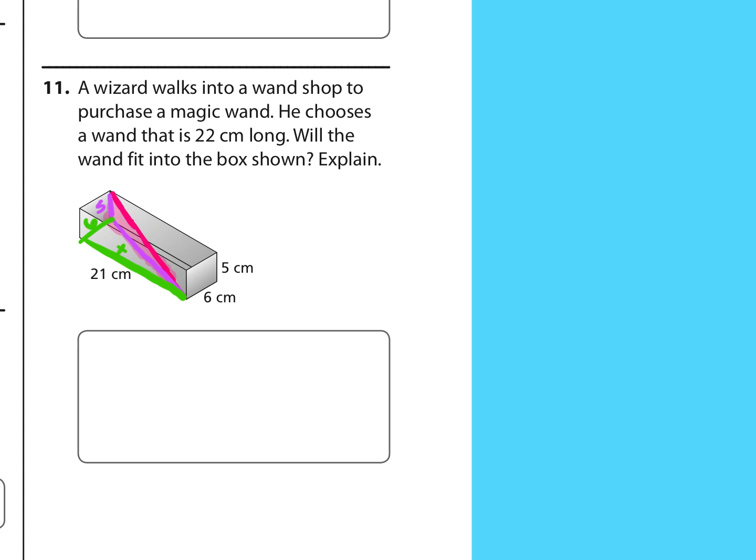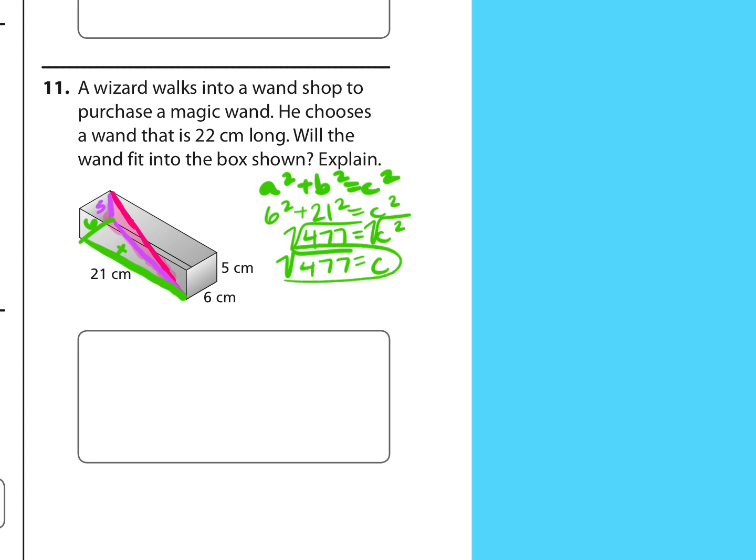So I'm going to start over here by using Pythagorean theorem, a squared plus b squared equals c squared. We have 6 squared plus 21 squared equal our unknown c squared. 6 squared plus 21 squared is 477. And then we're going to square root both sides. And I'm going to leave my answer in radical form, square root of 477. So that is this value here.